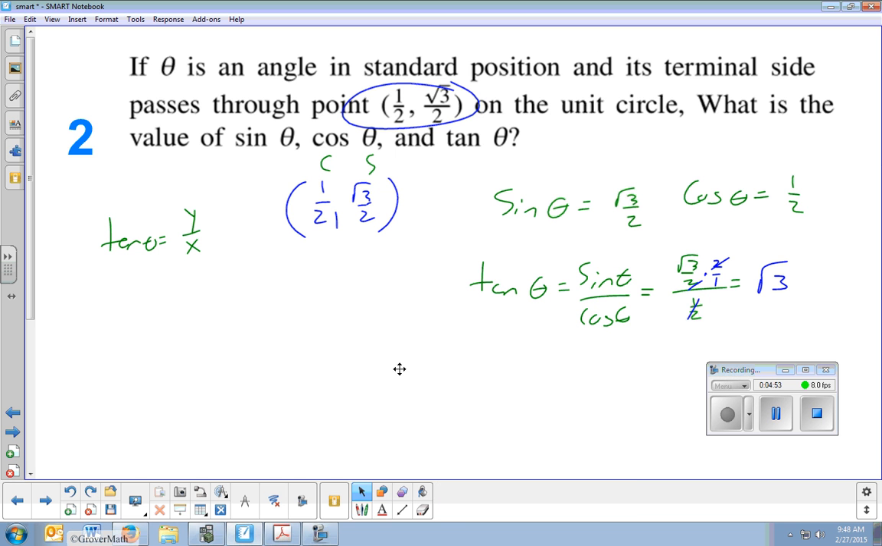But the point is, if you're given a coordinate on the unit circle, you're given cosine and sine. Cosine is x, sine is y. Real important that you know that.